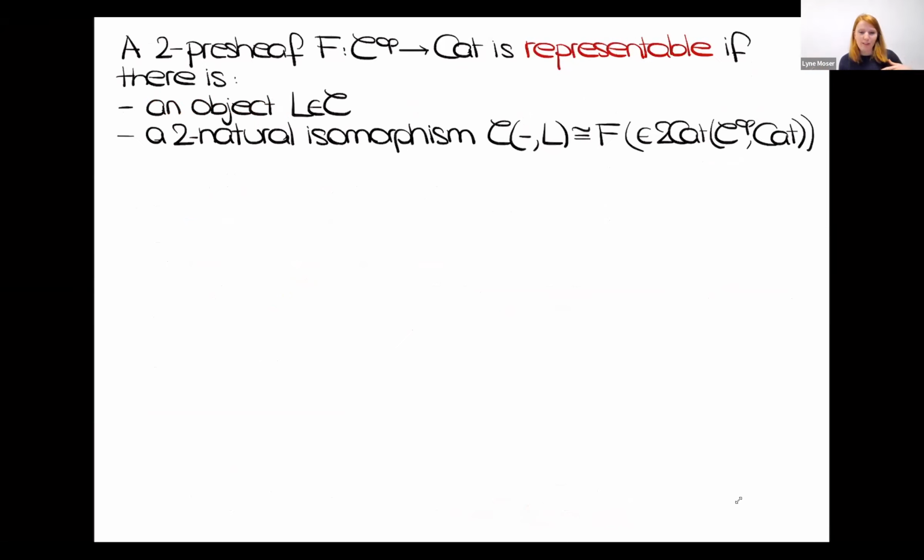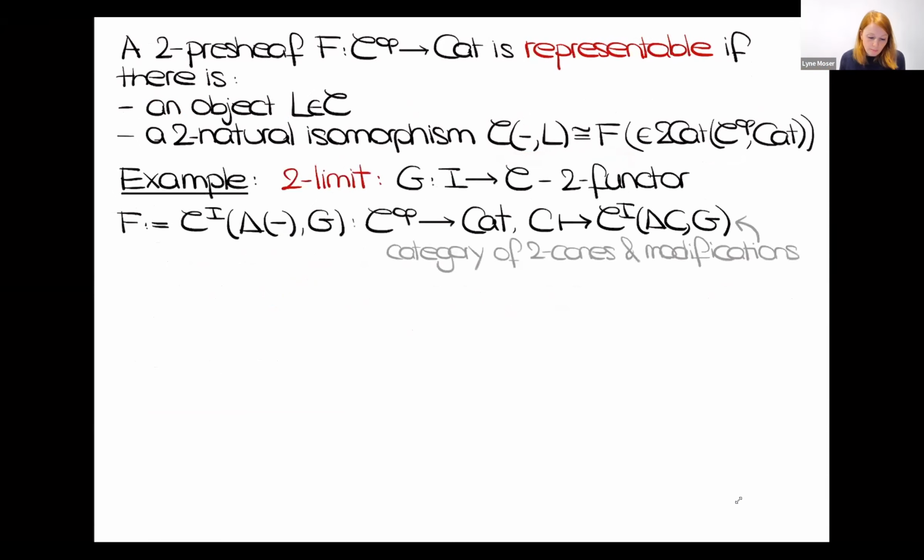Okay, so now we have 2-presheaves and representable functors, so we can say a 2-presheaf is representable if there is a representable functor which is isomorphic to it. And here we have this higher data, so this is actually a 2-natural isomorphism. For example, the way that 2-limits are defined in a 2-category is as follows.